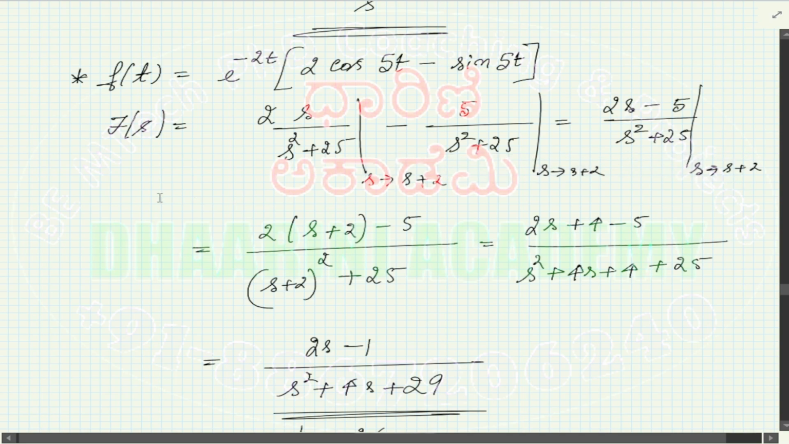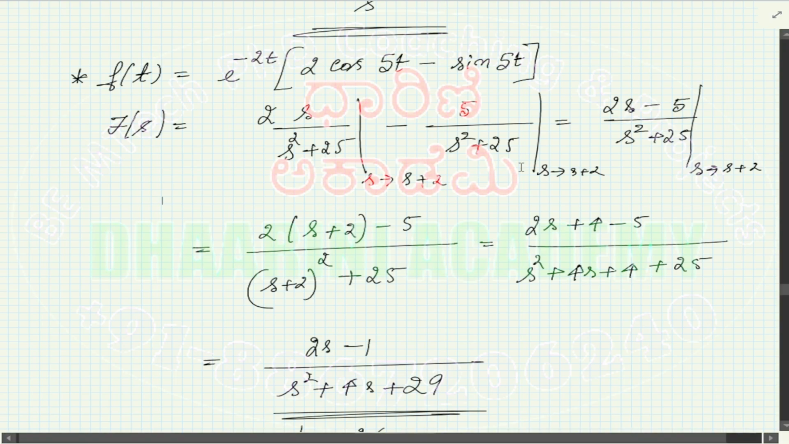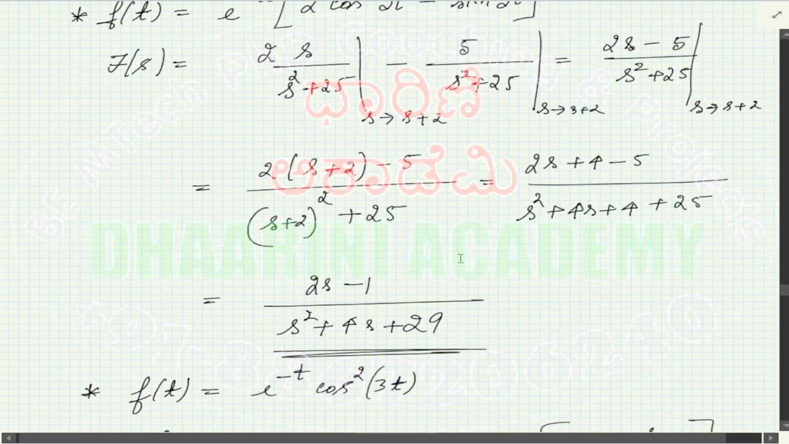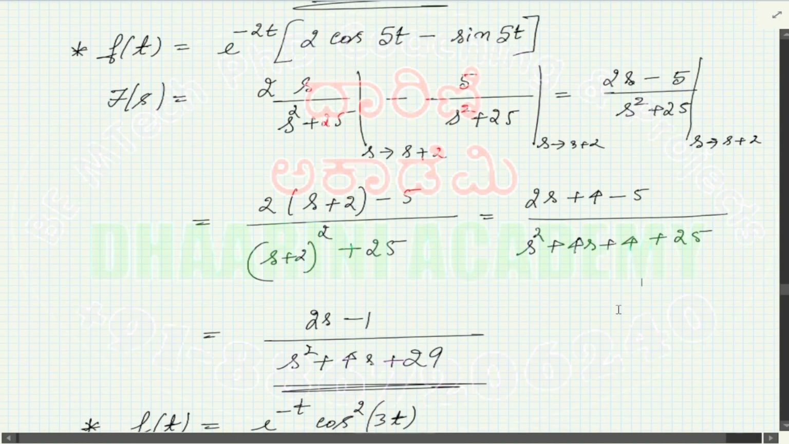True. So if you have e to the minus at, it becomes s plus a. So every s I am trying to replace by s plus a. So 2 times (s plus 2) minus 5, whole divided by (s plus 2) whole square plus 25. Right? Every term we are simplifying. Once you get this final answer, you can see that this is what we get. Okay, so just go through this once and let me know if you are fine with that.